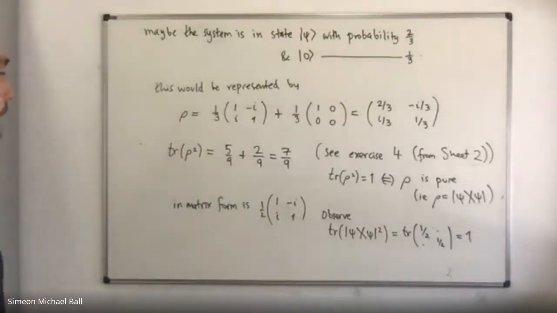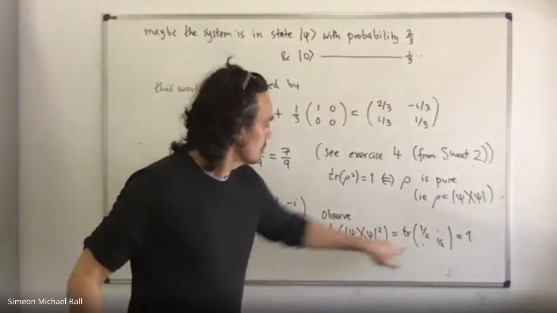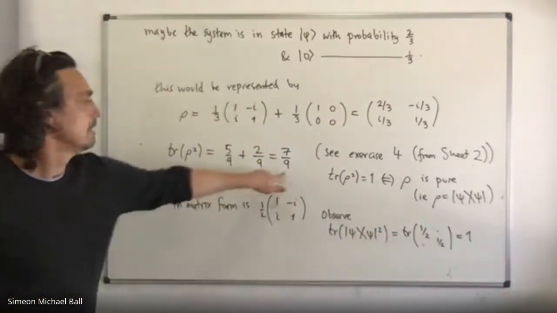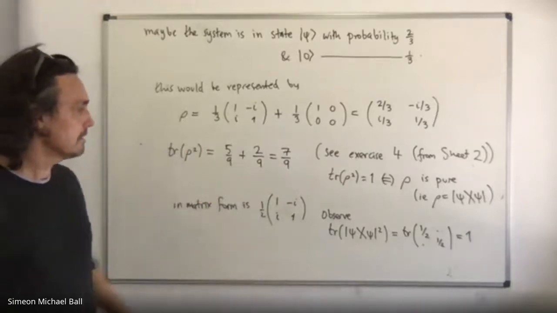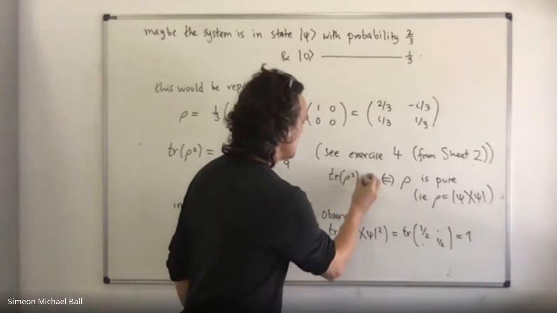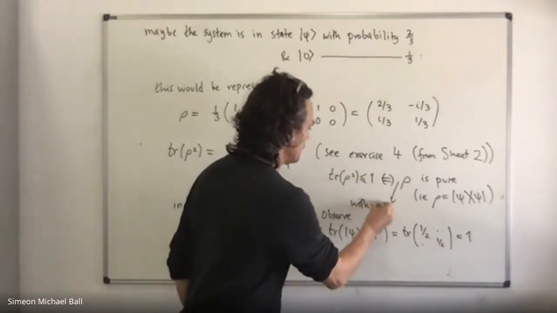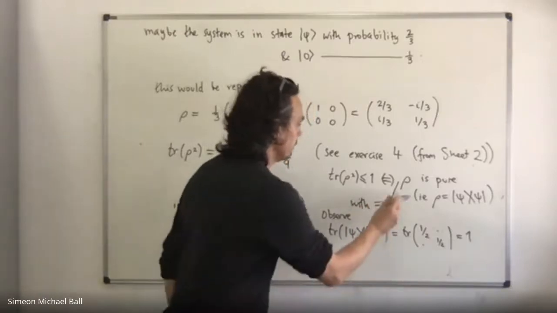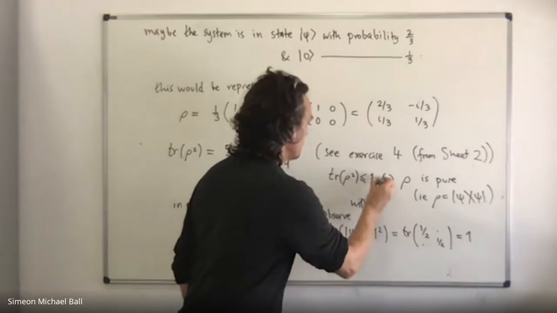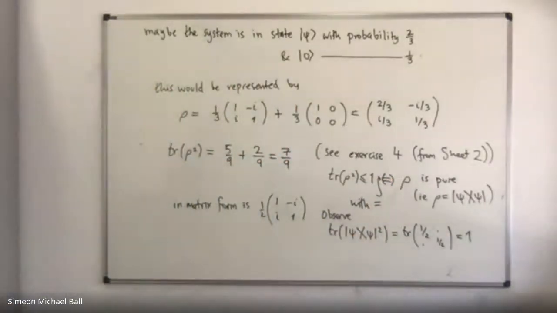So we saw in these examples here, we took a pure state, we calculated the trace of the density operator squared, it turned out to be 1, and here it's less than 1. Okay, so in fact, the trace of this is less than or equal to 1, with equality if and only if the state is pure.